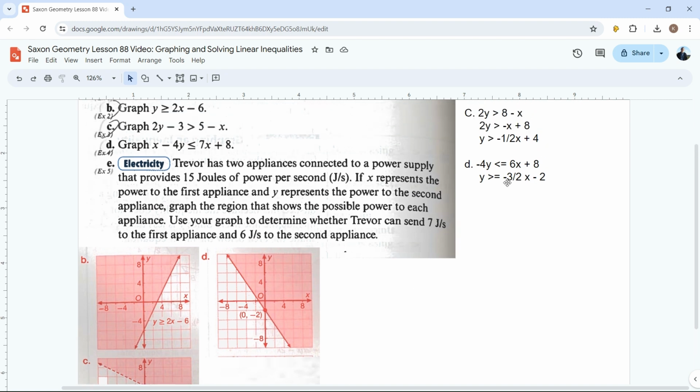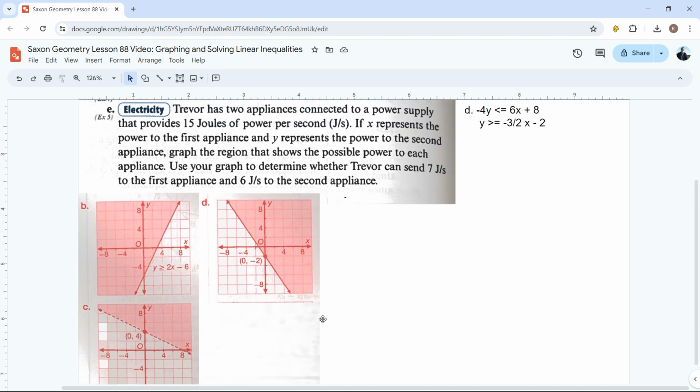So that's 1 is greater than negative 3 halves minus 2. Well, that obviously solves it because negative 3 halves times 1 is just negative 3 halves. Minus 2, that's going to be a big negative number. Compared to positive 1, positive 1 is going to be greater than a negative number. I know that that works. I'm going to shade this side of the graph. And then on to letter E.